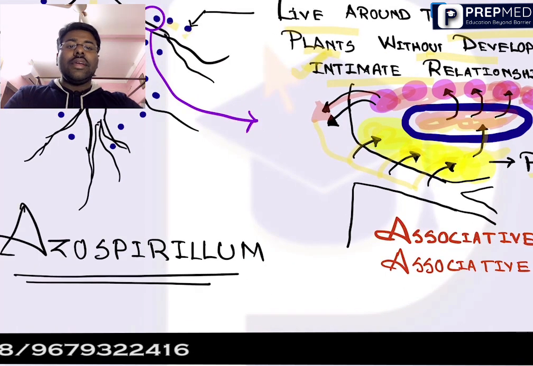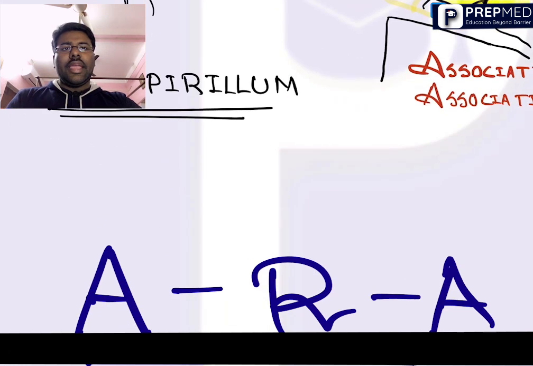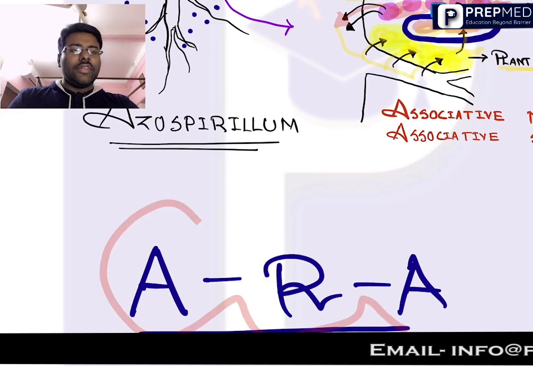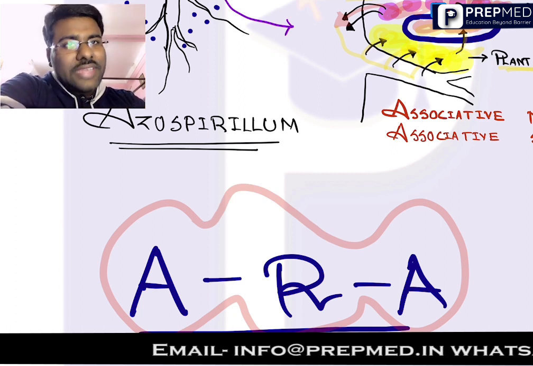What is the example? Azospirillum. Okay, so Azospirillum, Rhizobium and Azotobacter are the examples of nitrogen fixing bacteria. Okay, so after that, cyanobacteria.